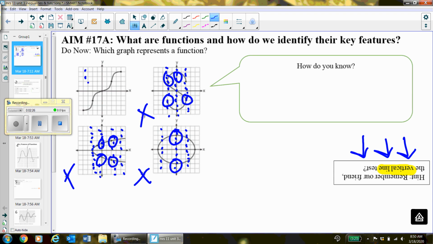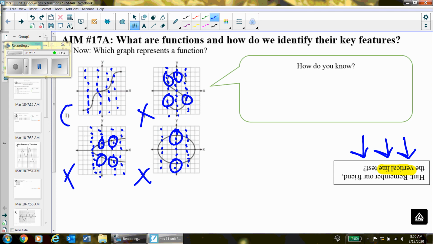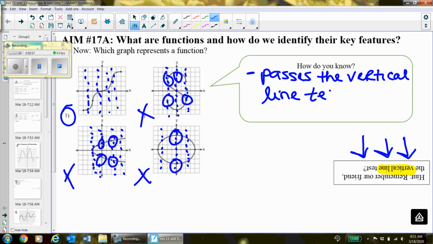So let's see. If I draw a vertical line in more than one spot, I see that it doesn't touch the graph more than once. So answer choice 1 would be the correct answer. So in the how do you know box, it passes the vertical line test. During the rest of this lesson, we're going to get into how else we can tell a graph is a function.